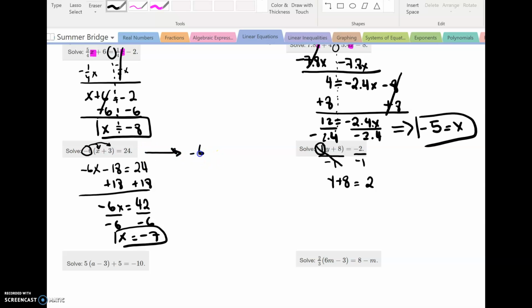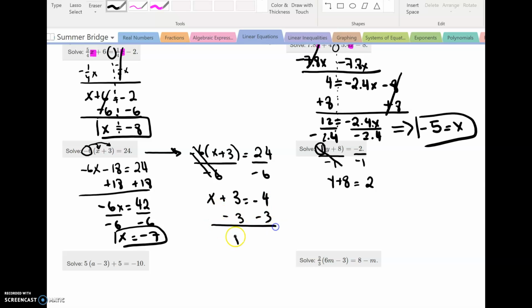I could do negative 6 times the quantity x plus 3 is equal to 24. I could divide both sides by negative 6. The 6's cancel, and 24 divided by negative 6 becomes negative 4. I'm left with x plus 3 is equal to negative 4. And I would just subtract 3 from both sides, and I'm going to end up with the same answer, which is negative 7. So here we see that it doesn't matter. You end up with the same thing, regardless of which method you use. I just wanted to clarify that.